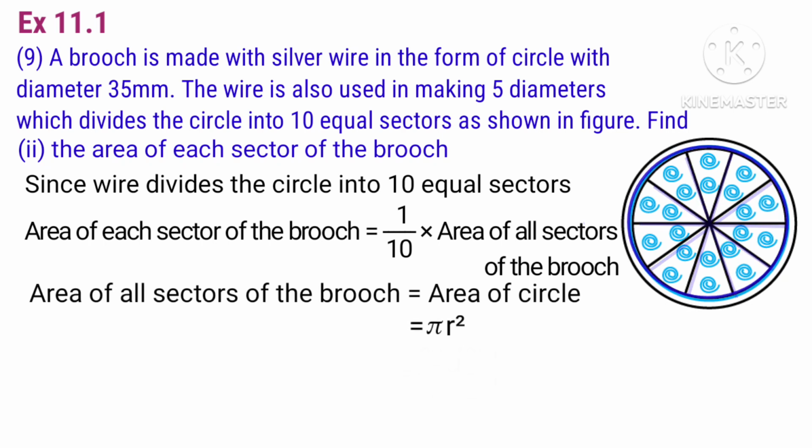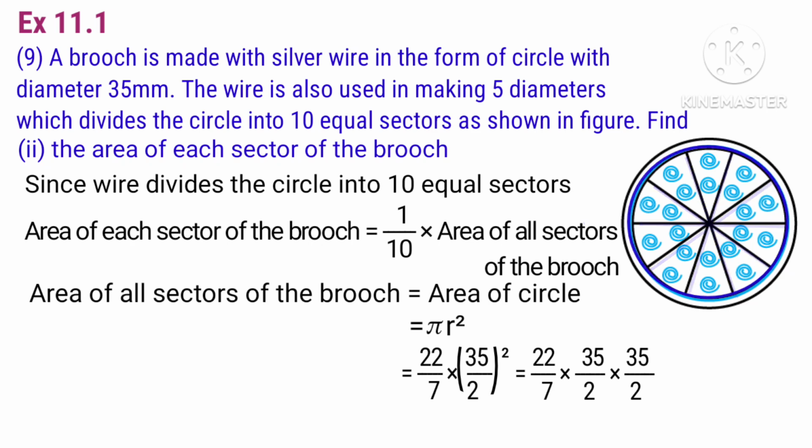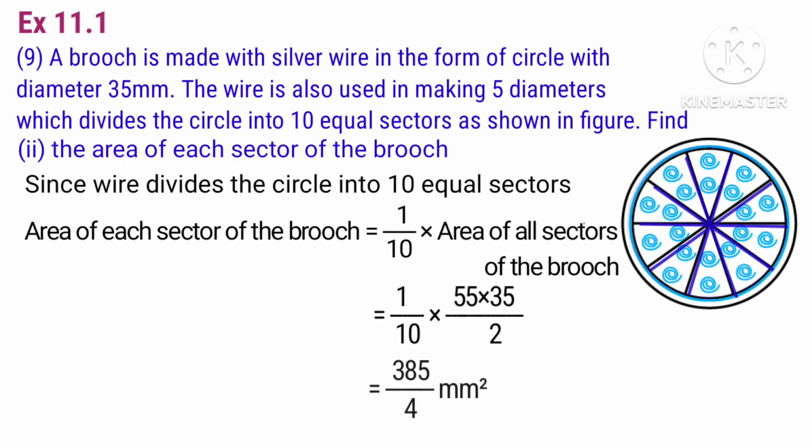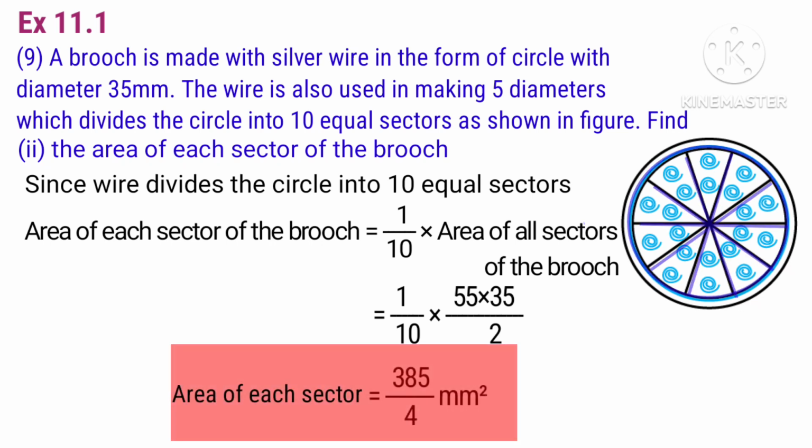r square. So when we substitute we'll get 22 divided by 7 into 35 divided by 2 to the power of whole square. That is 22 divided by 7 into 35 divided by 2 into 35 divided by 2, that is 11 into 5 into 35 divided by 2, that is 55 into 35 divided by 2. So hence we can write area of each sector of the brooch is equal to 1 by 10 into area of all sectors of the brooch, that is 1 by 10 into 55 into 35 divided by 2, that is equal to 385 divided by 4 millimeter square. So area of each sector is equal to 385 divided by 4 millimeter square.